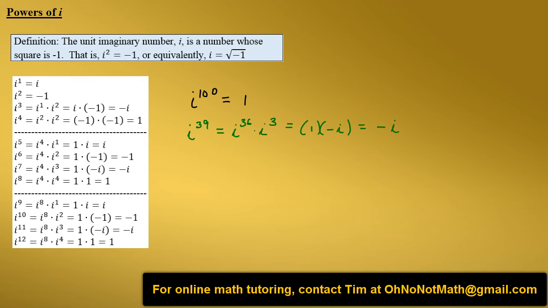Now there's a faster method for doing this. We just take the exponent, divide it by 4, throw away the quotient, and keep the remainder. So for example, let's take that exponent of 39, divide it by 4. 4 goes into 39 9 times. 9 times 4 is 36. Have a remainder of 3. So we just throw away the quotient, keep the remainder, so we know that i to the 39 just equals i to the power of 3, which again equals -i.